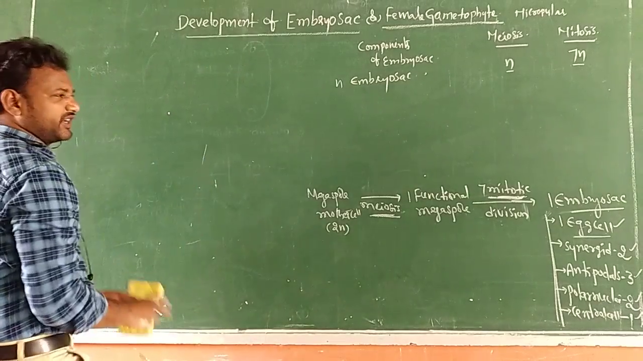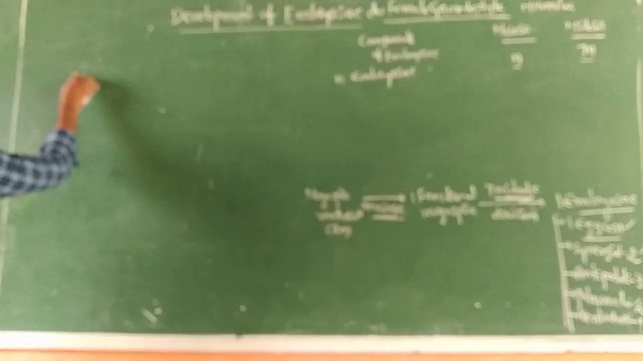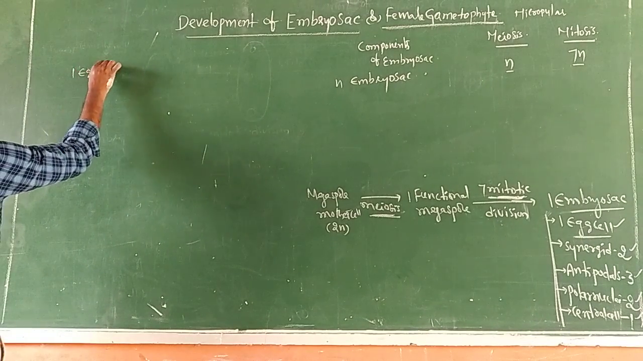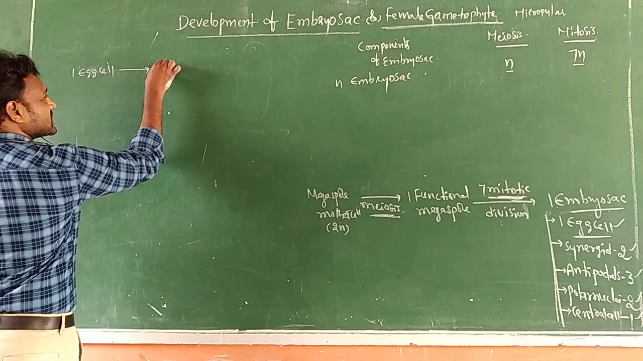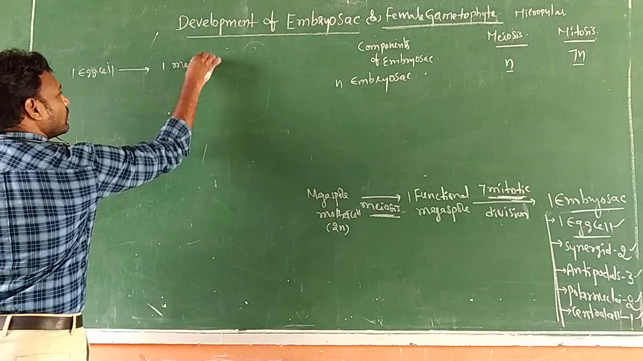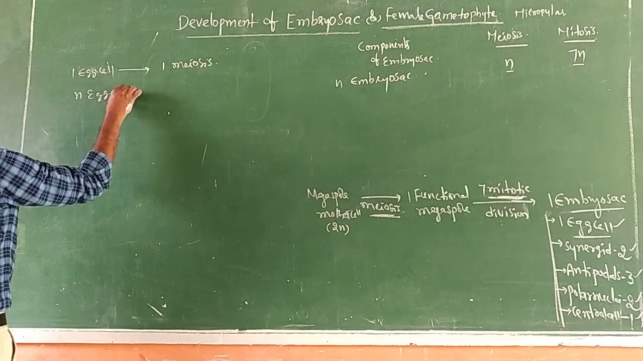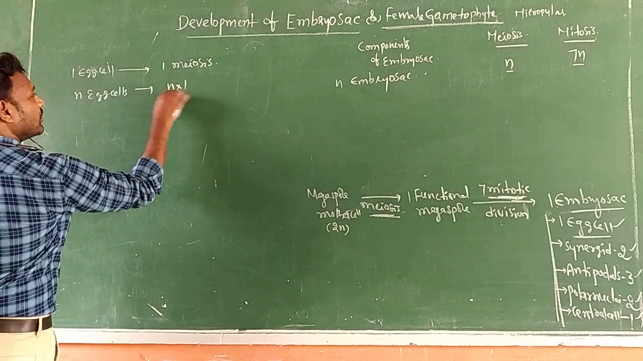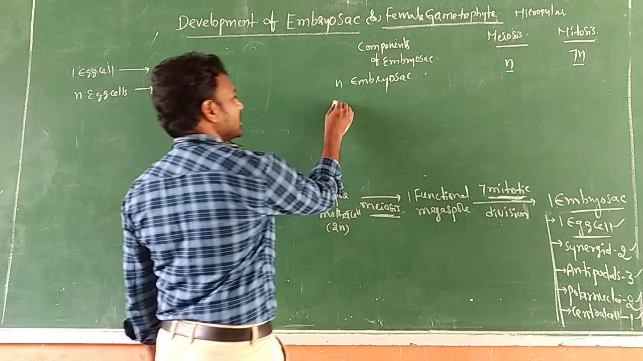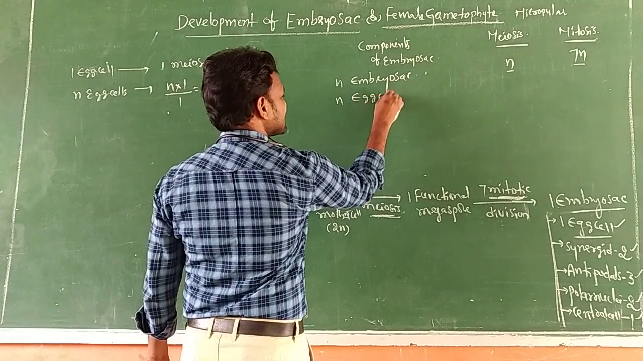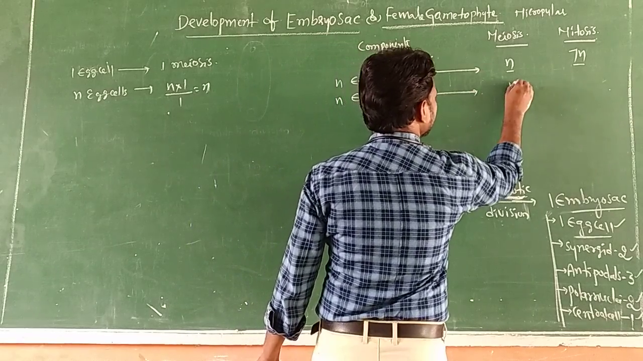Next, the second one: egg cell. One egg cell is taken. One egg cell requires one meiosis. I require n egg cells, which means n into 1 by 1 equals n. So n egg cells.